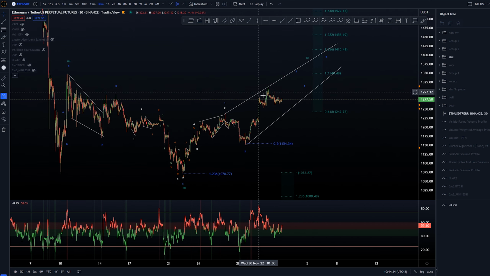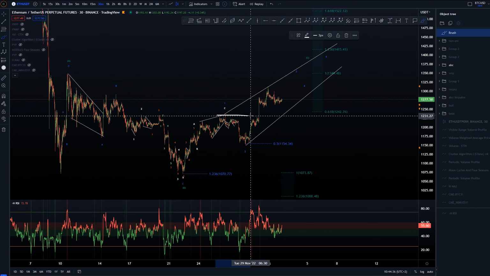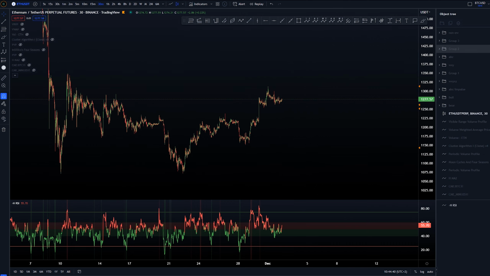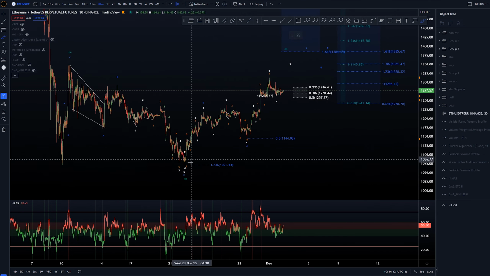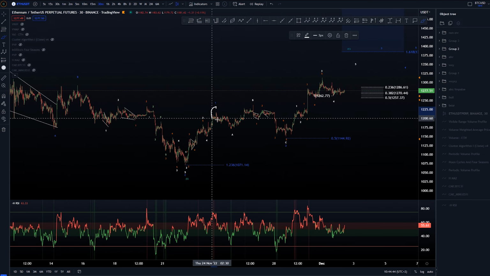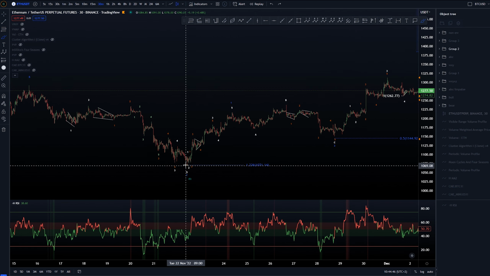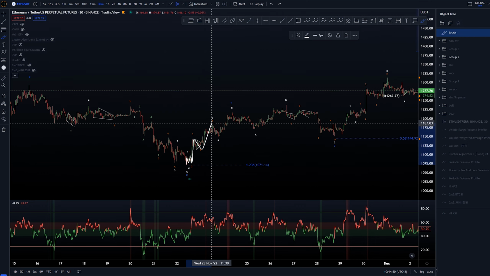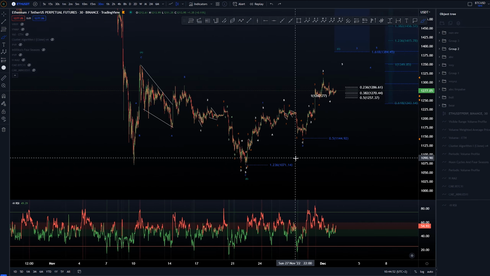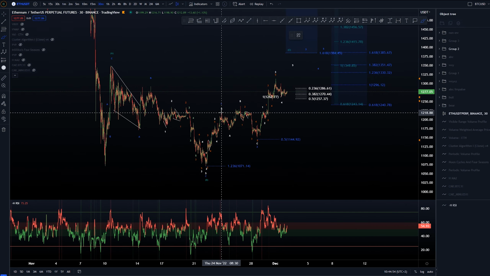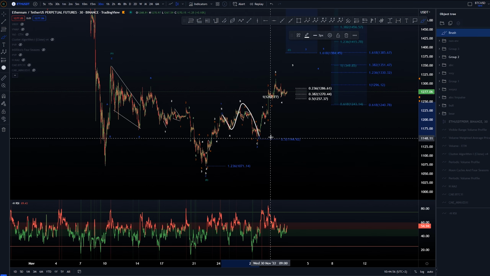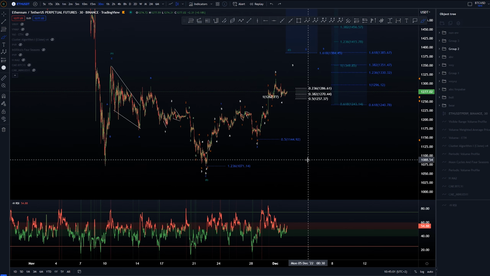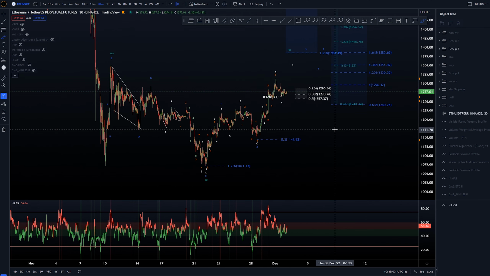However, if that is not going to play out and we don't get the tag into these before heading up higher, we have an alternate count here. This one is where we have a 5-wave structure ending at these highs, but instead we would have this as a 1, 2, 1, 2, beginning 3, 4, and 5 in the 3rd, 4th, and 5th. Then we could have this as an A, B, C of an expanded flat instead. This looks pretty good to me as well. I don't really mind either of these.